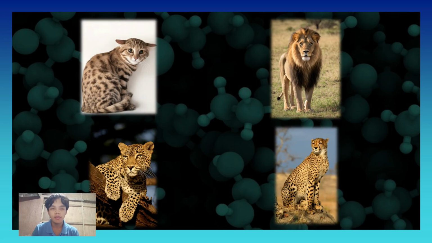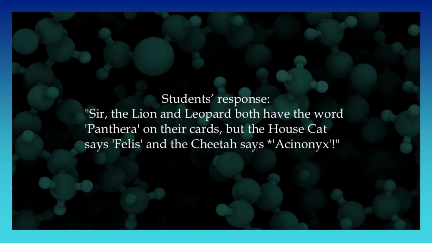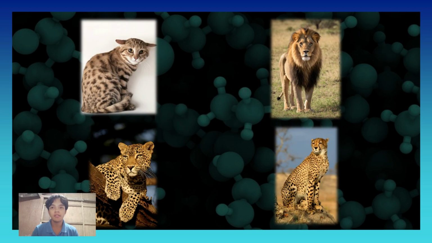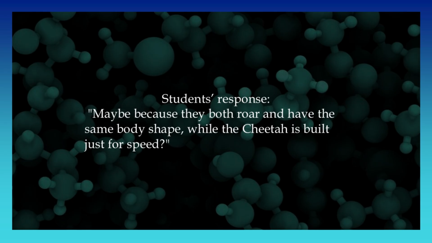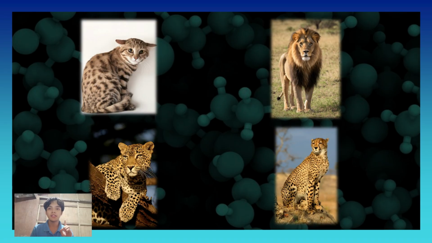So class, you can focus on the cards that look like last names. Group 2 and Group 3, do you see a common word on your cards? Group 1 and Group 4, do yours match? Excellent observation. Why do you think the lion and leopard share the word while the cheetah stands alone? Hold on to that thought. Arrange your Tower of Life on your desk. We will soon see which levels these animals share and where they finally part ways.